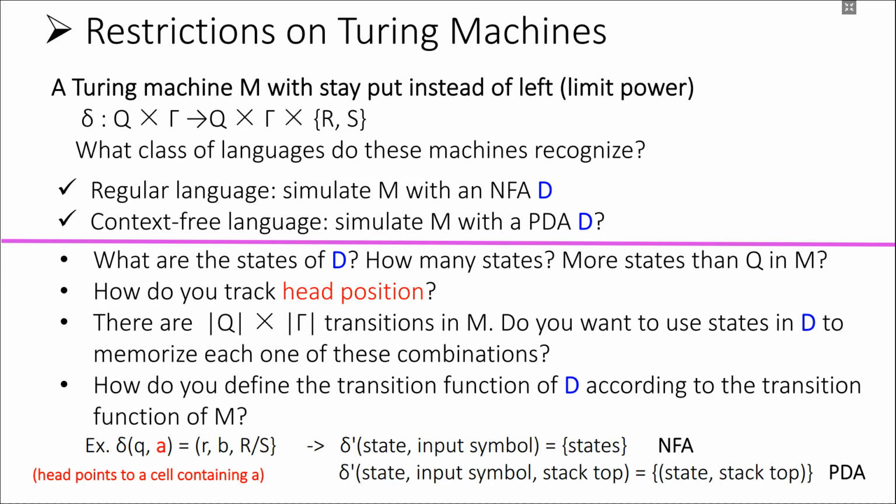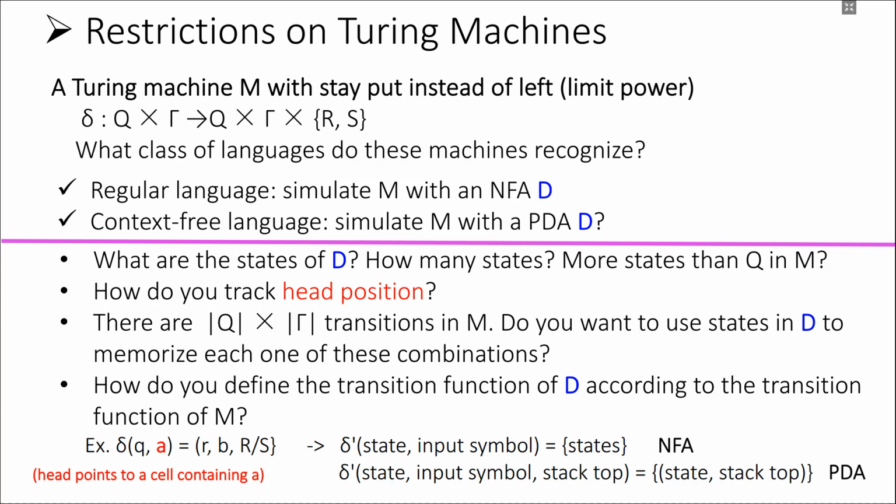Here are some aspects to help you construct D given machine M. So the alphabet of D is Gamma. For any symbols used by M, you probably also want to use them in D. How about states? Do you need more states? And how do you track the head position? There are Q times Gamma many transitions in M. Do you want to use states in D to memorize each one of these combinations?